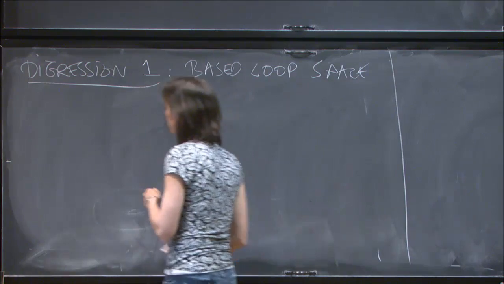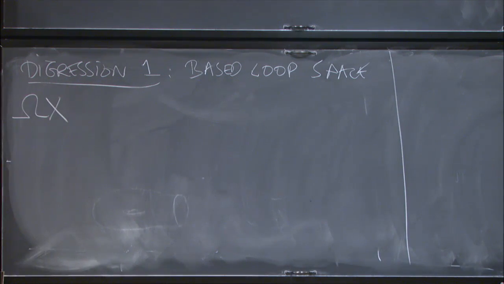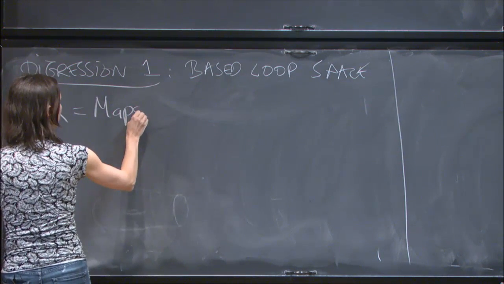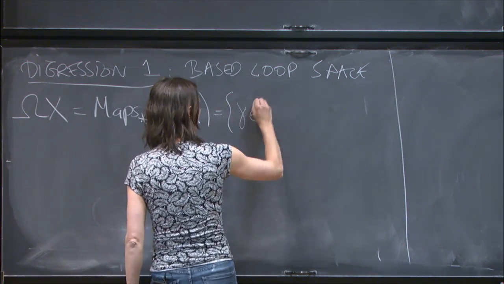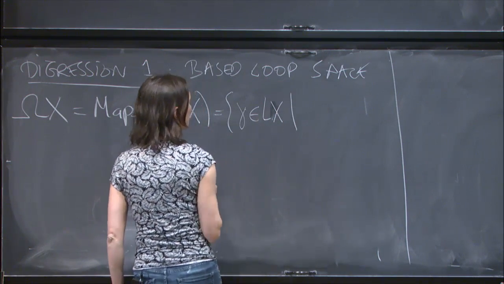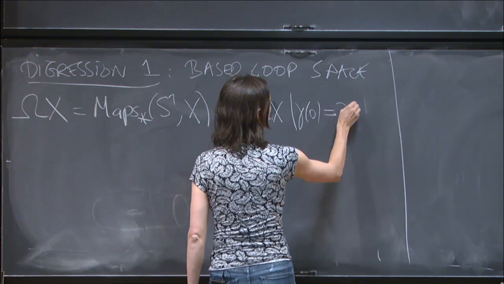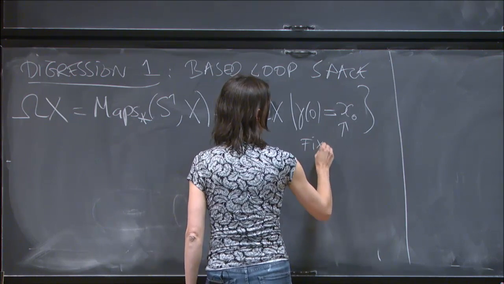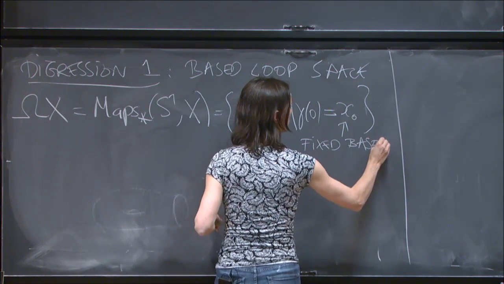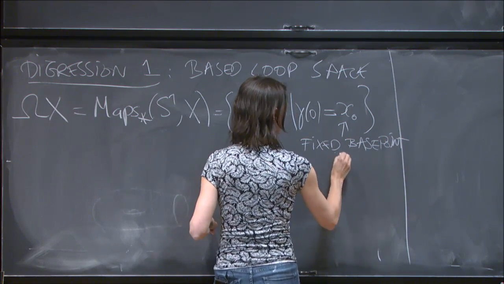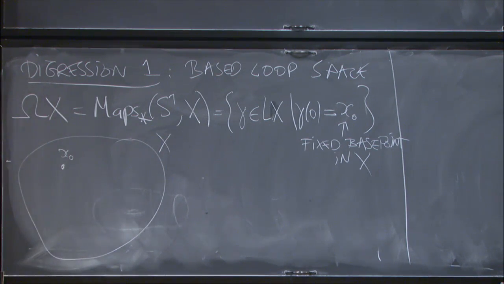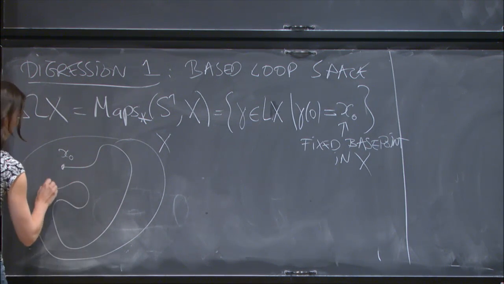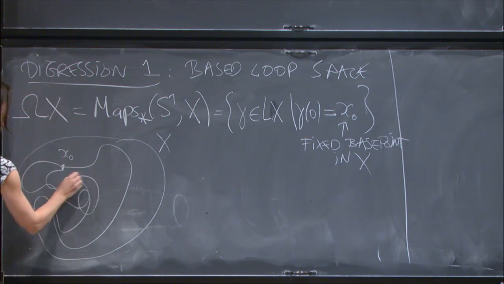There's something called the base loop space, usually denoted omega X. This is now the space of based maps from S1 to X. This is the space of gammas in the loop space, so it's a subspace of the loop space such that gamma of 0 in S1 is equal to x0, which is a fixed base point in X. Okay, so now I have my X, and I have a base point somewhere, x0, and I only look at the loops that start and end at that point. It's still a crazy space, but they have the common feature that they always start and end at that point.